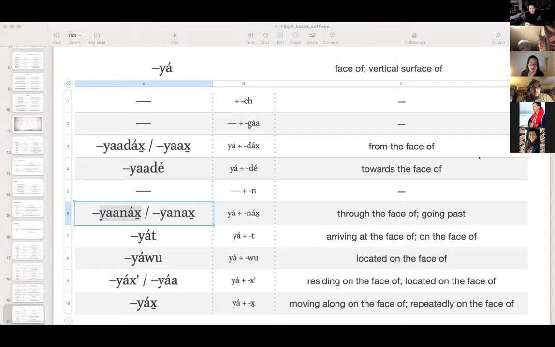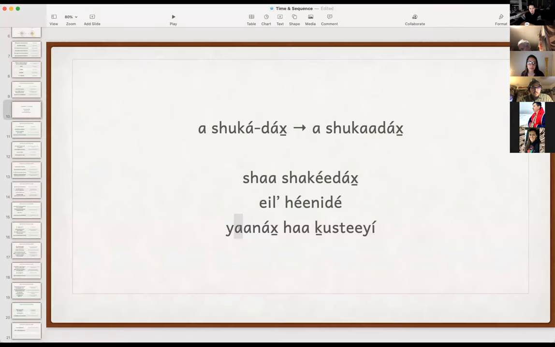Mathish, it was recorded. I'll find it on Facebook. Okay. So I would probably say that this is it. Sha shaki dach eit hini de yanach akusti. Okay, that's a good one.